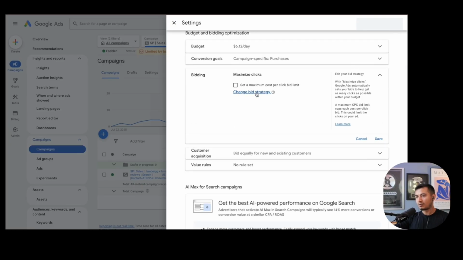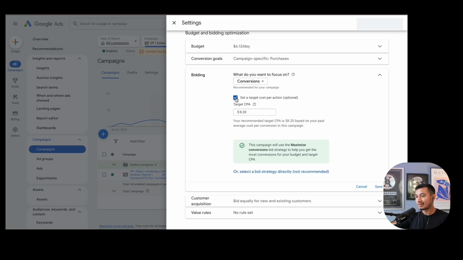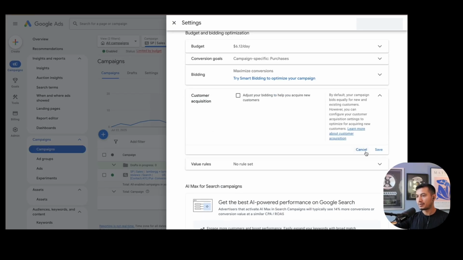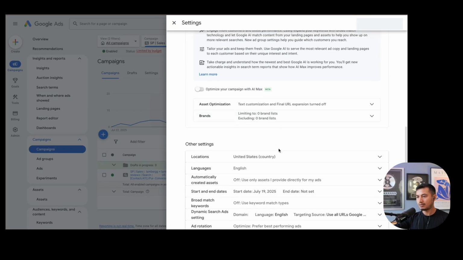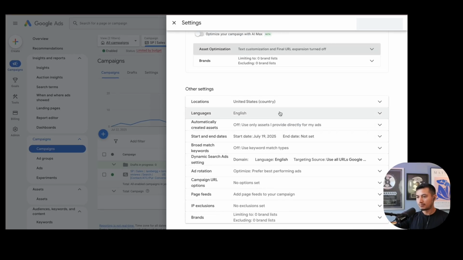And here we're going to go on to bidding. On bidding, we're going to change bid strategy to conversions. Even Google is telling you to do conversions, right? Recommended conversions, conversion value. But we had it at clicks. So that was completely wrong. Okay. That's pretty much all. And then you are bidding for new customer. That's fine. Asset optimization, that is off. Okay. And all of that is fine.